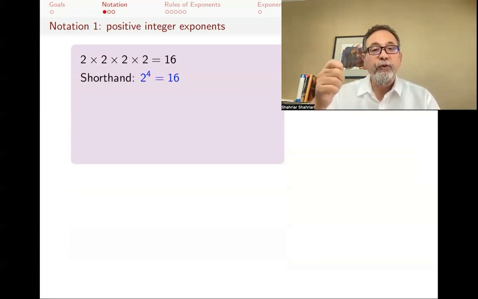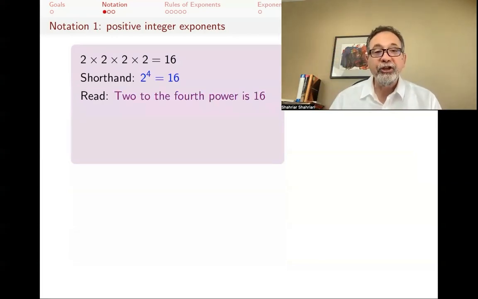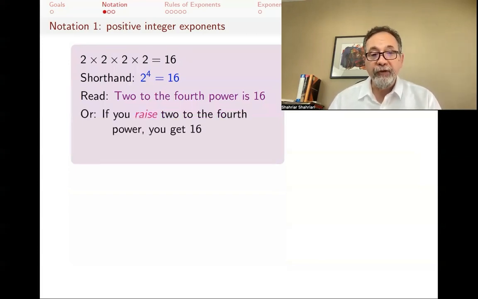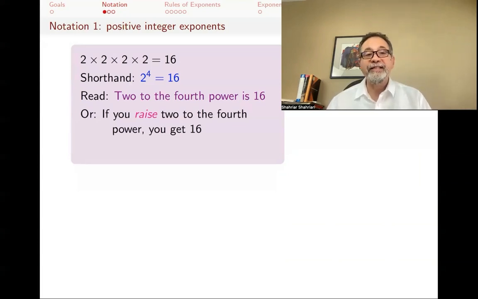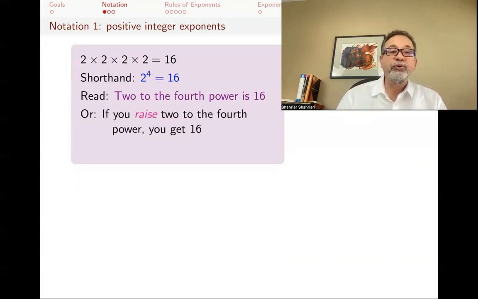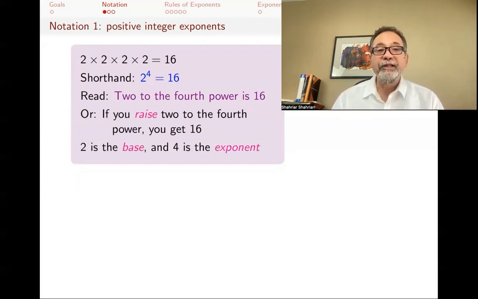We write a 2 with 4 as a superscript. This is just notation, and we read it as 2 to the 4th power is 16. We also say if you raise 2 to the 4th power, you get 16. But all we're saying is that 2 times 2 times 2 times 2, 4 of them, equals 16. 2 is the base, and 4 is the exponent.